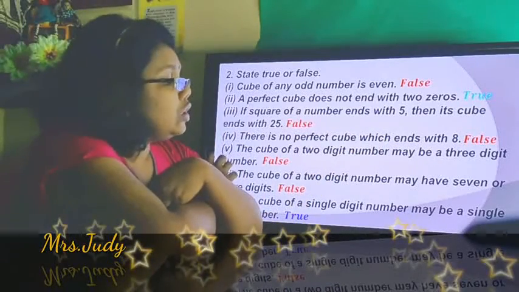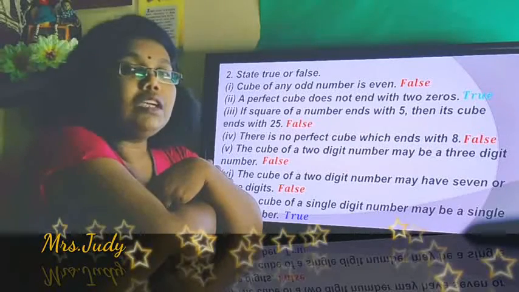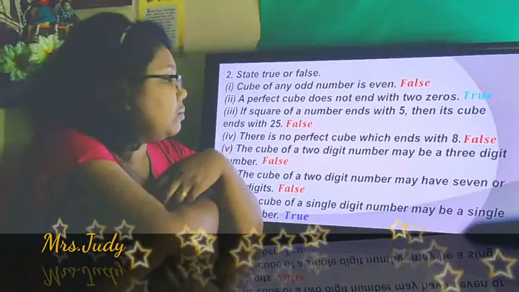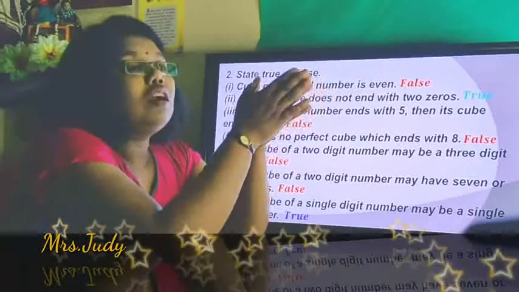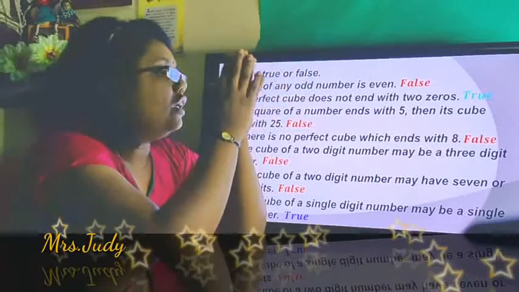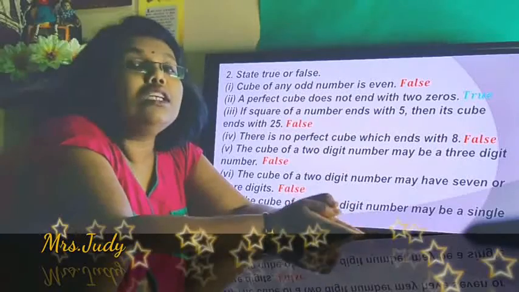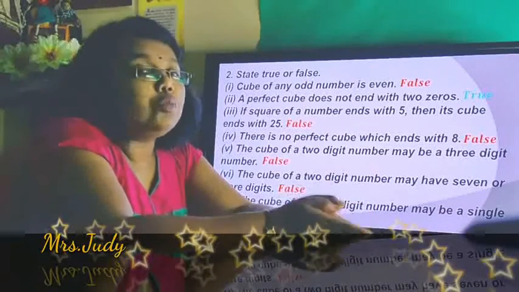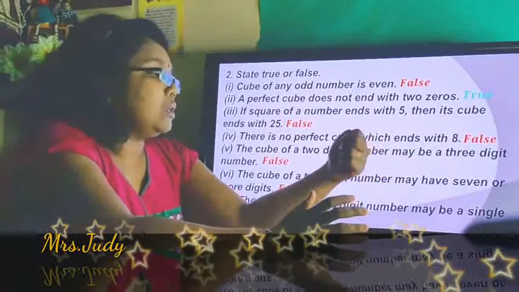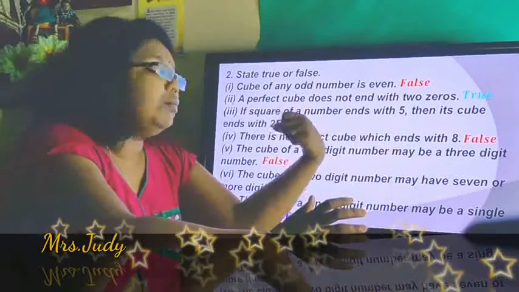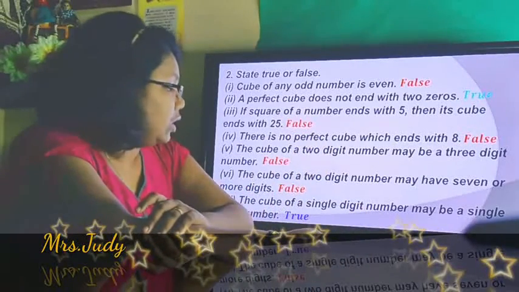The cube of a 2-digit number may be a 3-digit number. How can it be possible? It won't be possible. Because see, the cube of 9 is the last 3-digit cube. After that, the cube of 10, that is a 2-digit number, gives you 1000. So it is not a possibility. A 2-digit number with a 3-digit cube is not possible. The cube of a 2-digit number may have 7 or more digits.